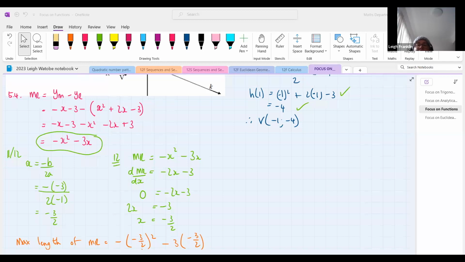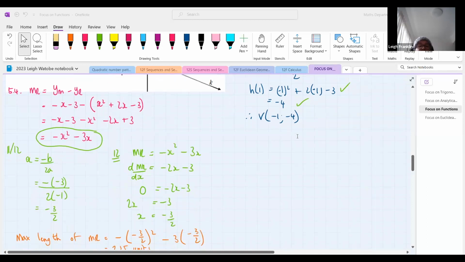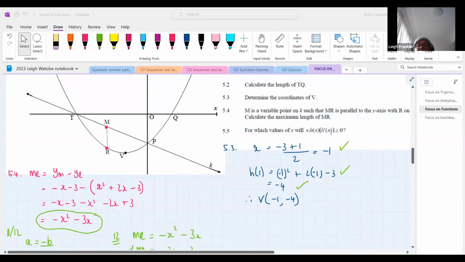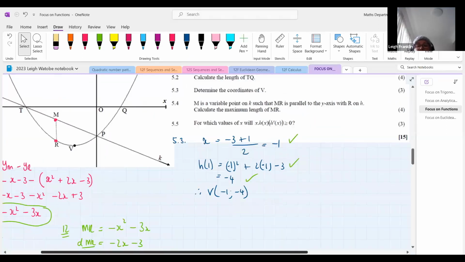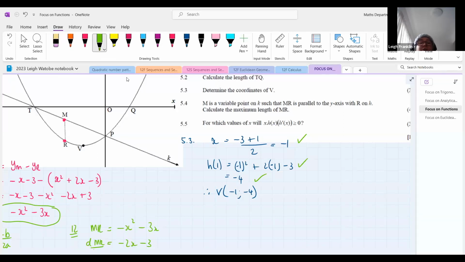Okay, so the grade 11s could get something like x times h of x greater than or equal to 0. But in matric, the matrics are the only ones that will see h prime x. Okay, so I chose this question on purpose, actually, because of question 5.5, because I thought that that's something that probably not a lot of us would have seen before. Okay, this is not an easy question at all.